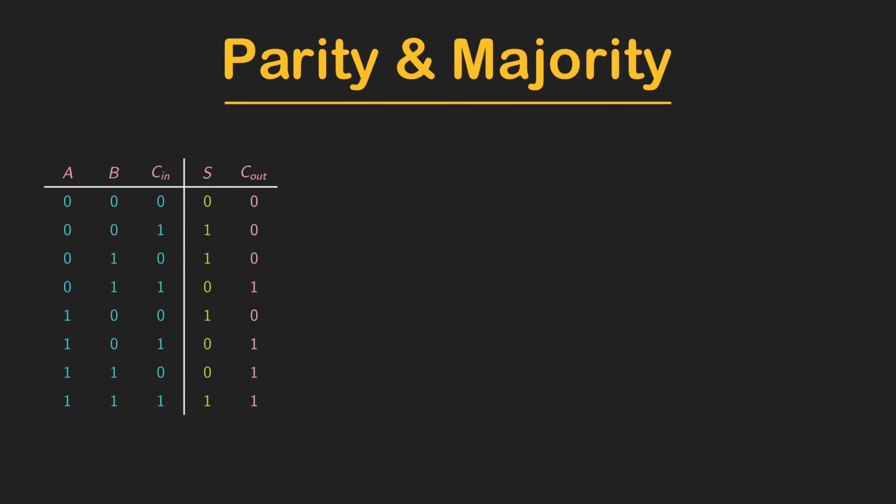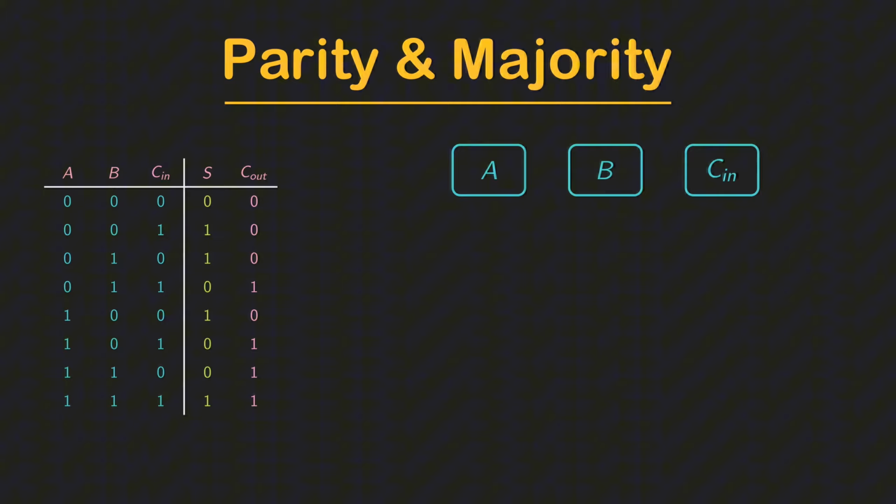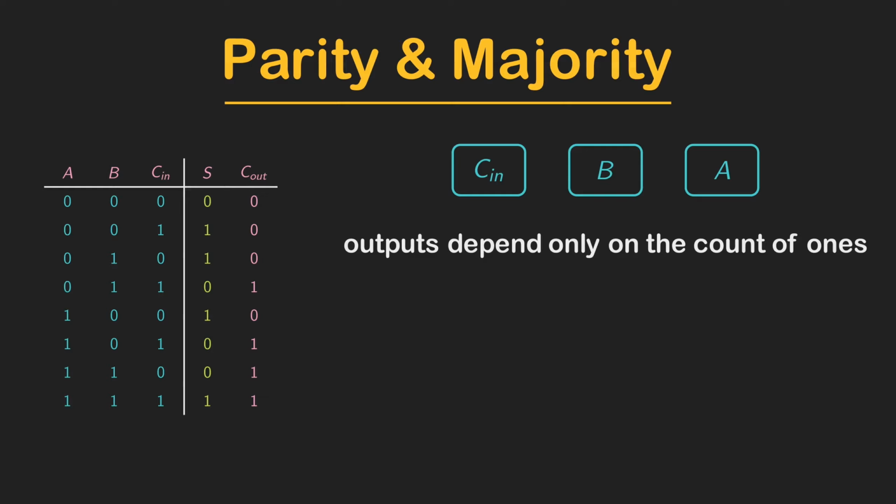One more property worth marks. A, B, and carry in are completely symmetric. The outputs depend only on the count of ones, so swap any two inputs and nothing changes.